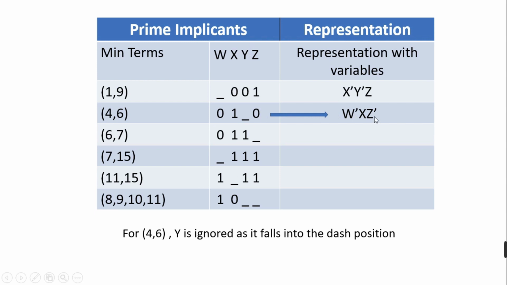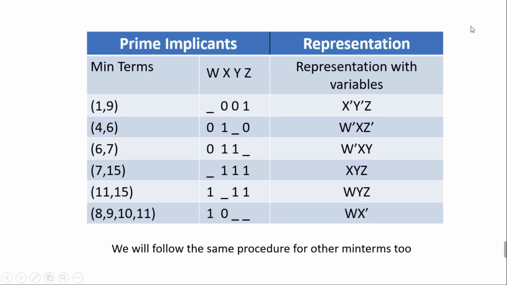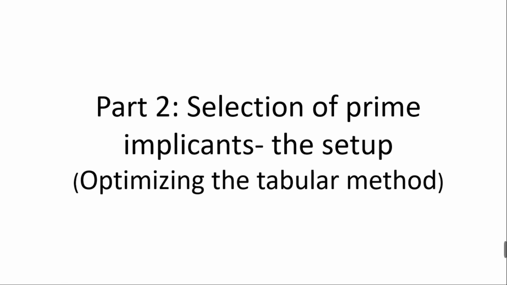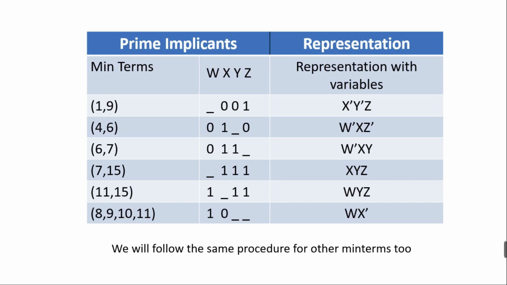By following this same procedure we can represent all of the pairs, and this is what it will look like after we're done with the representation using the corresponding variables. So we're done with the representation of prime implicants.